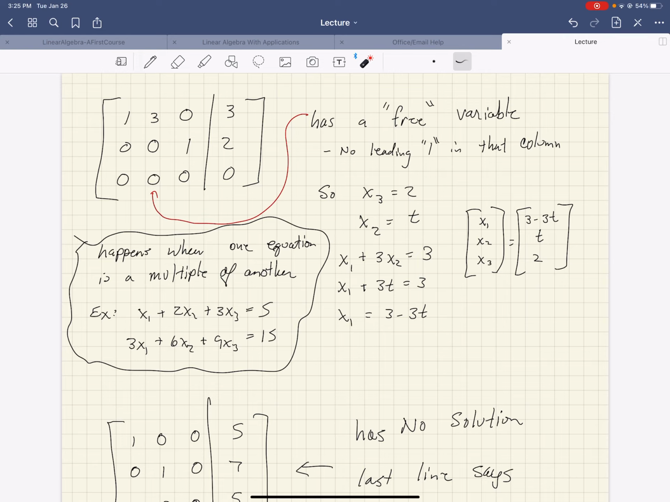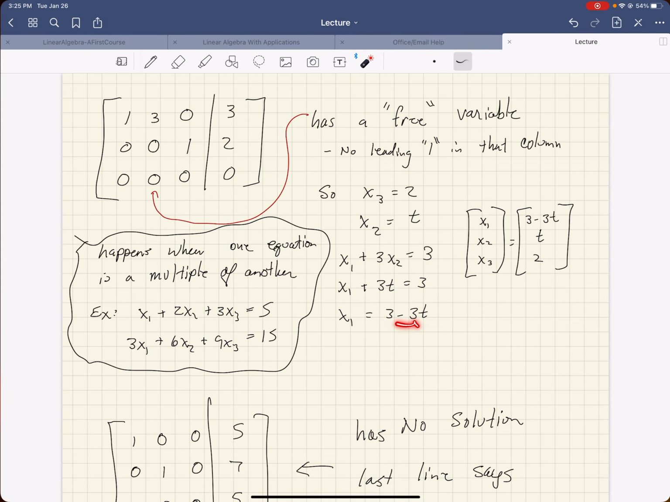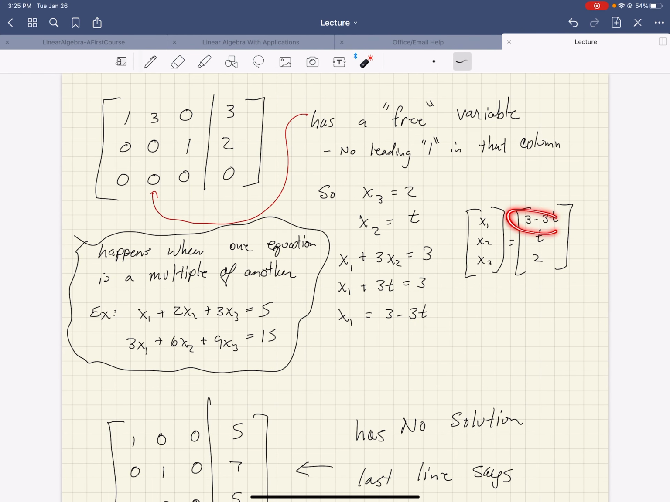And then this says x1 plus 3x2s is 3. But I know x2 is t. So then I have a way of getting x1 in terms of t. And now if you give me any t, I can tell you an answer to that system. And so since t can be anything, there are infinitely many t's, so there are infinitely many answers. And so we did have a redundant equation, a multiple of itself.